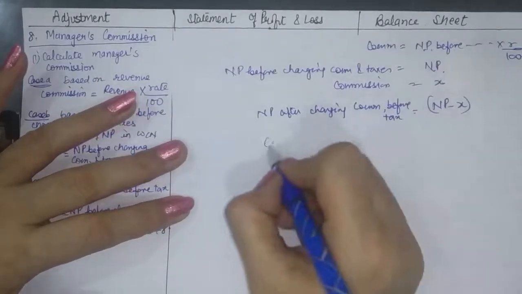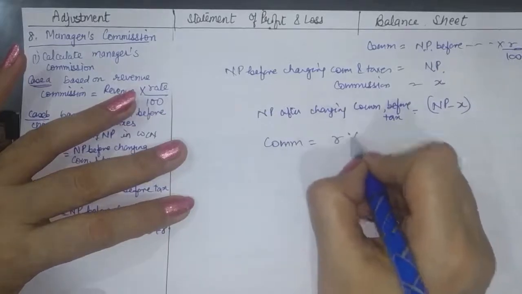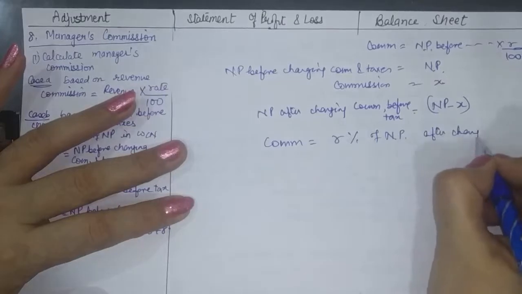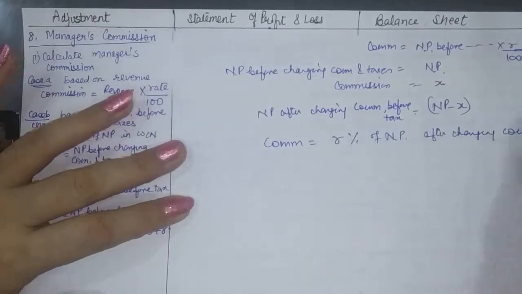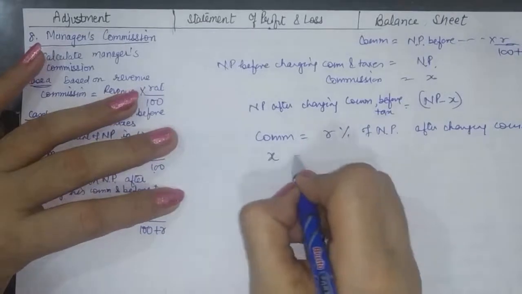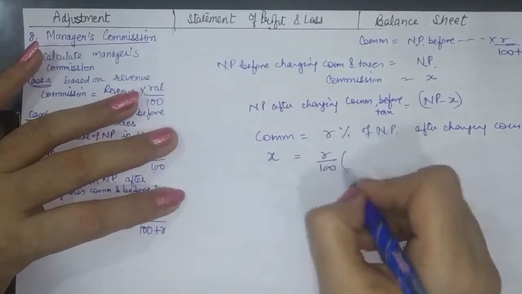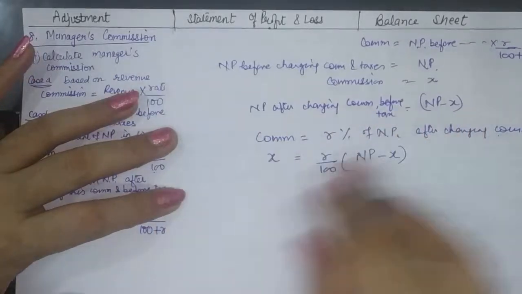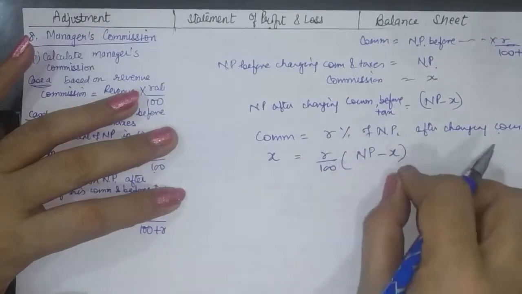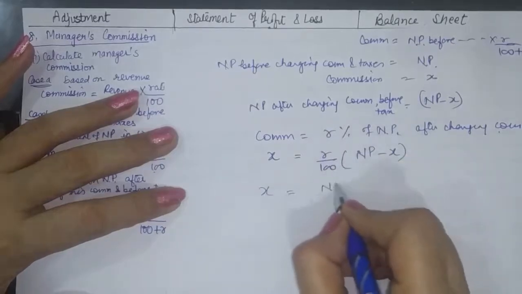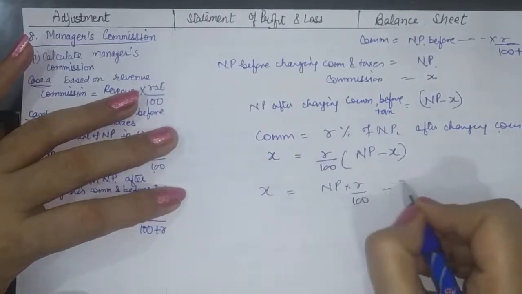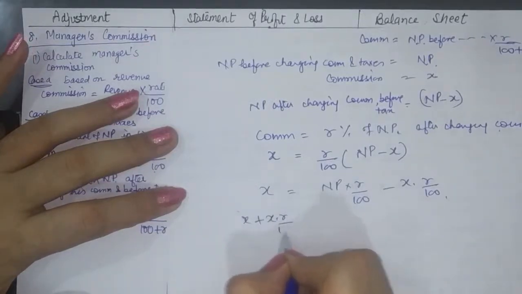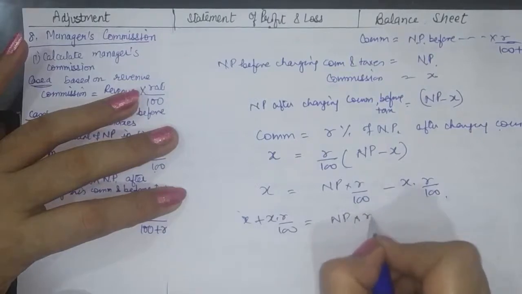Right? Now since commission is R percentage of net profit after charging commission, it needs some mathematical calculation. So commission is X, R percentage of net profit after charging his commission, which is net profit minus X. So we are just to solve this equation for the value of X. So X is equal to net profit into rate upon 100 minus X into rate upon 100. So we take X on the left side.